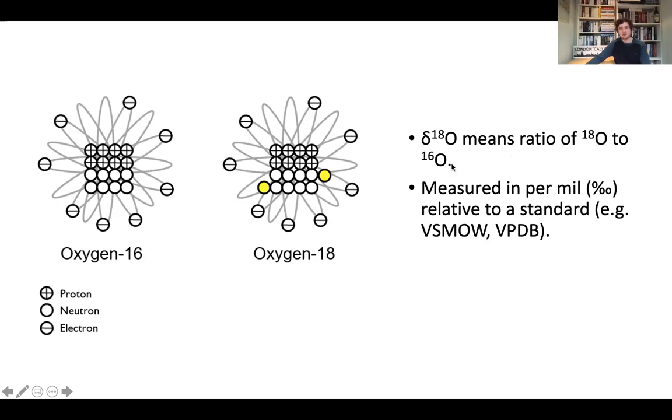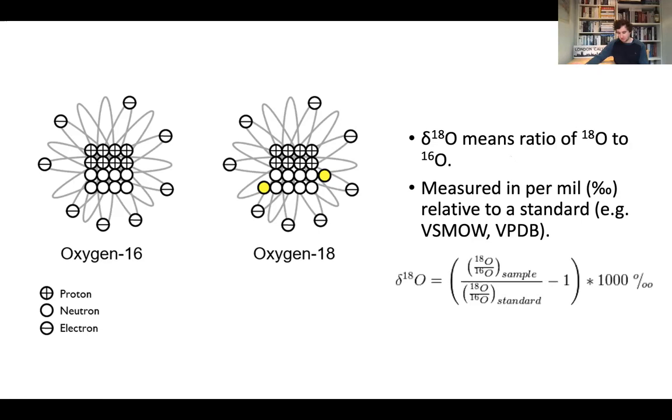Isotope ratio is usually measured in per mil. Percent is out of 100, this is out of 1,000, so you can see the similarity in the symbol. It's measured in per mil and it's measured relative to a standard. If you're measuring, for example, water, you look at the ratio of oxygen 18 to oxygen 16 in your sample, and you compare this to the oxygen isotope ratio of a standard, and it's given in per mil.